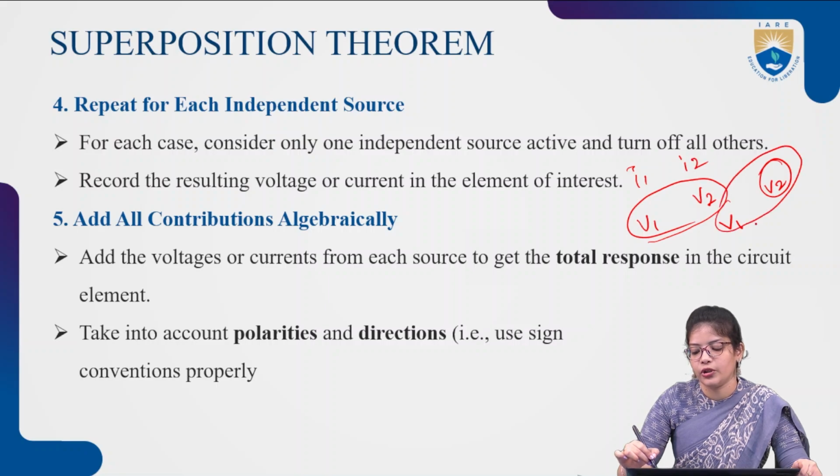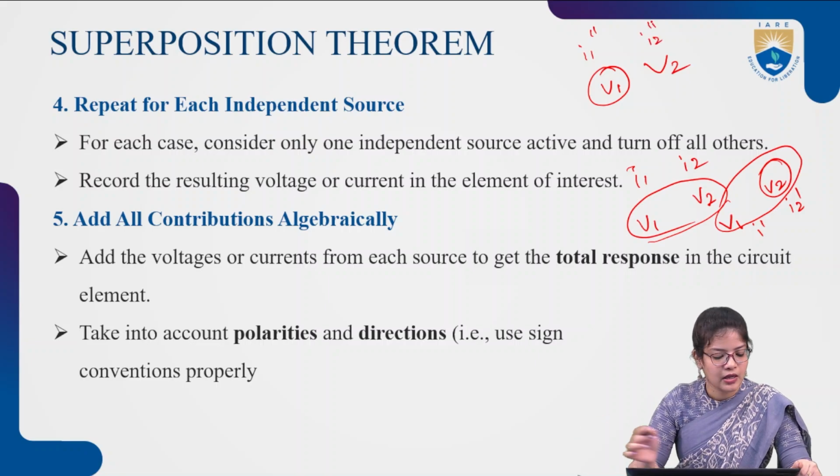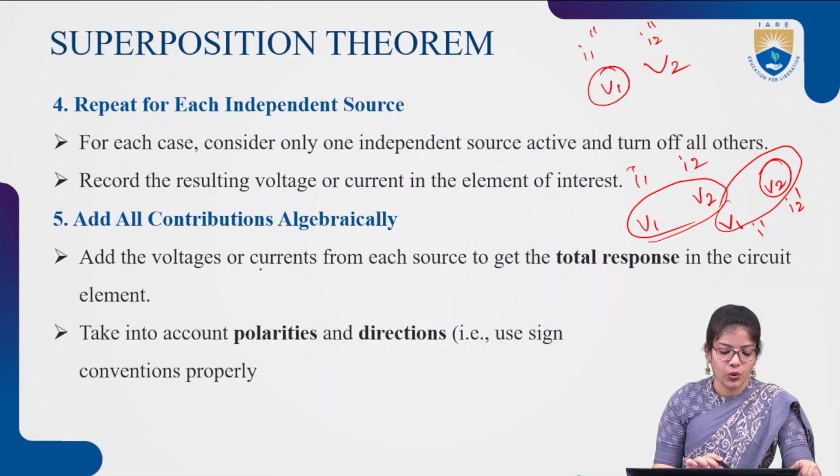Here we calculate I1 dash and I2 dash. Then for the third step, we switch off V1 and keep V2 active, and calculate I1 double dash and I2 double dash. We record all the values after calculating and add all contributions algebraically. So add the voltages or currents from each source to get the total response in a circuit element.